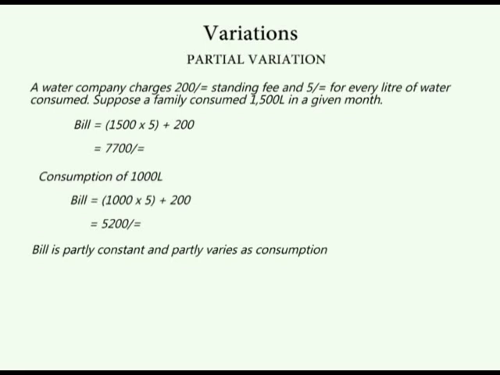If bill is represented by B, consumption by P, and standing fee by S, then B is proportional to P plus S, and so B is equal to KP plus S. In this case, B is equal to 5P plus 200.